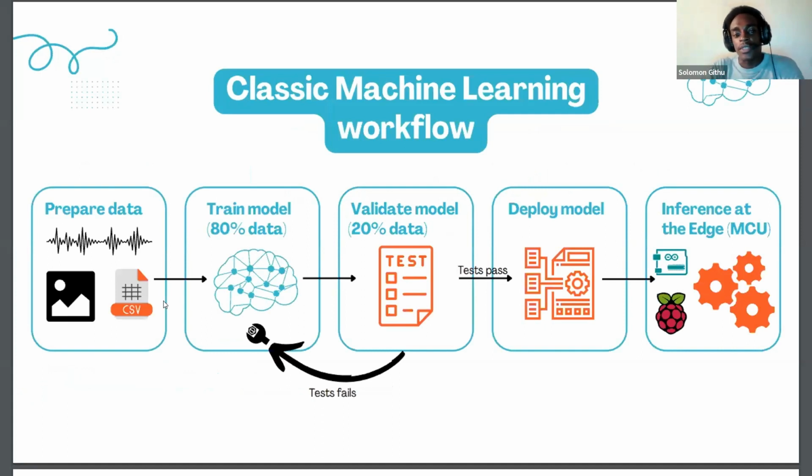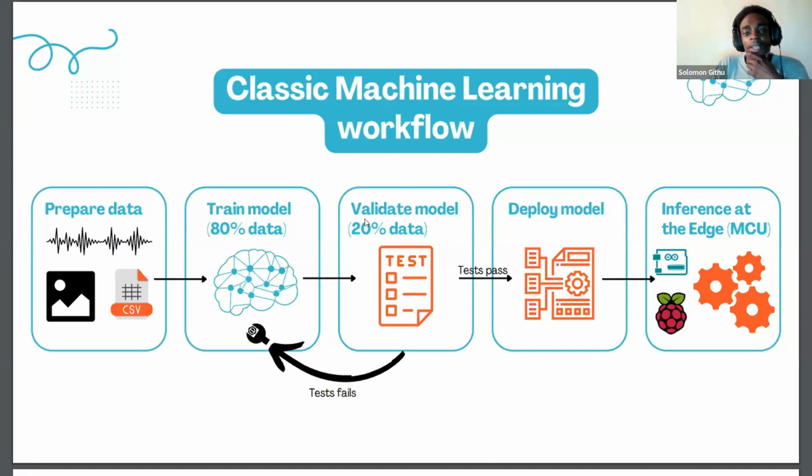So if we want to train a machine learning model, the first thing that we do is to prepare some data sets. And this data set can be audio data, it can be images, or it can be maybe a CSV file with your data. We then take this data and then we train a model. For this training, we normally use high performance computers that can do this training for us. So we take the data, we put this data in this computer, and we train a model on this computer.